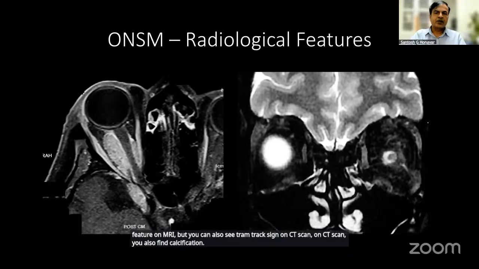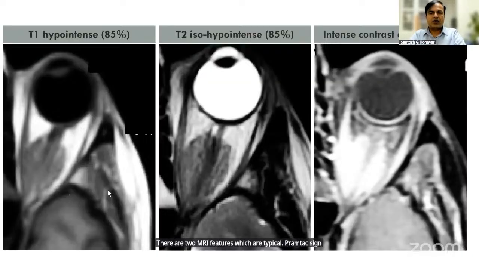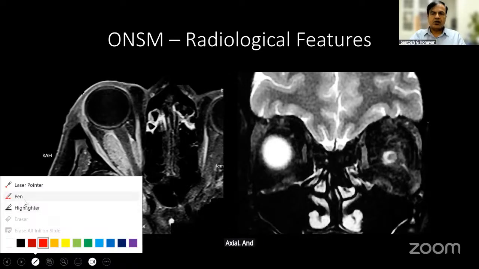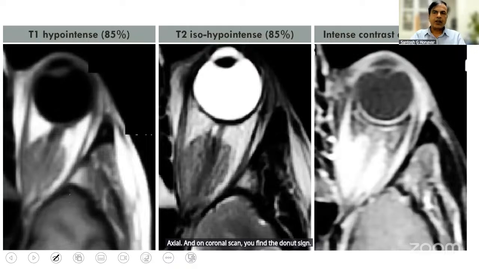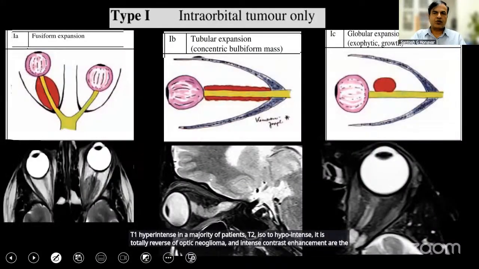There are 2 MRI features which are typical: the tram track sign on axial, and on coronal scan, you find the donut sign. T1 hypointense in a majority of patients, T2 iso to hypointense. It is totally the reverse of optic nerve glioma. Intense contrast enhancement are the features of optic nerve sheath meningioma. This is fusiform expansion.